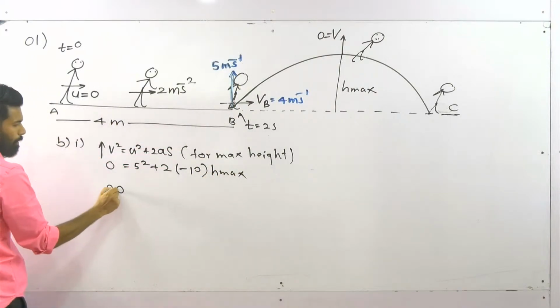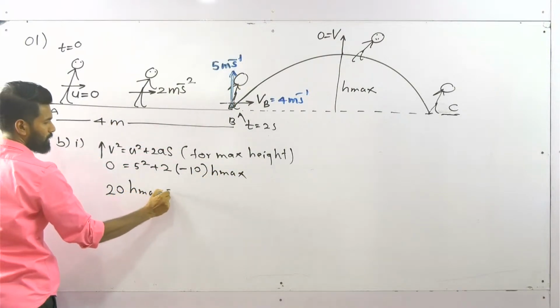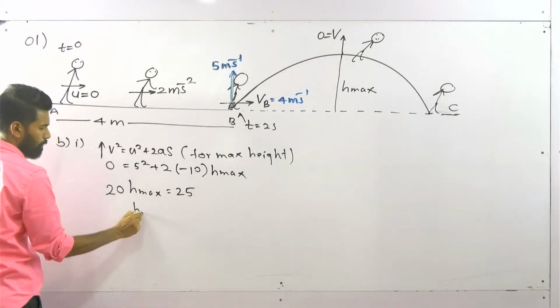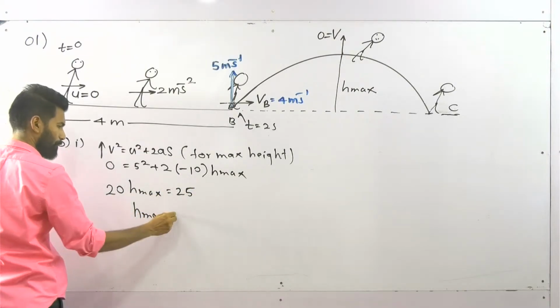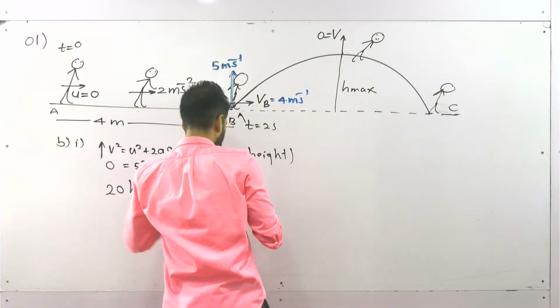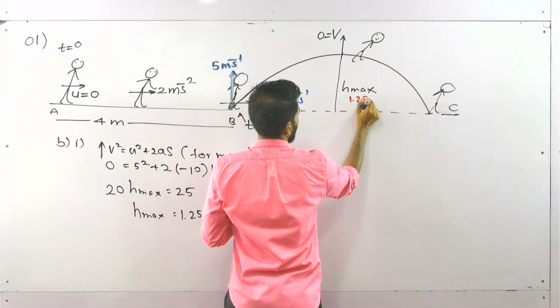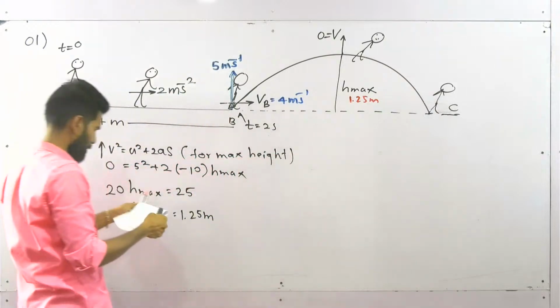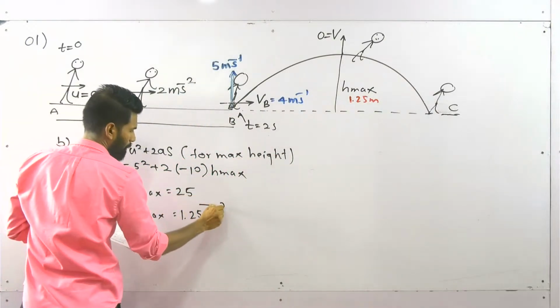Okay, 20 H max is equal to 25, so H max is equal to 1.25 meters. The max height is 1.25 meters. I gave 2 marks for that.